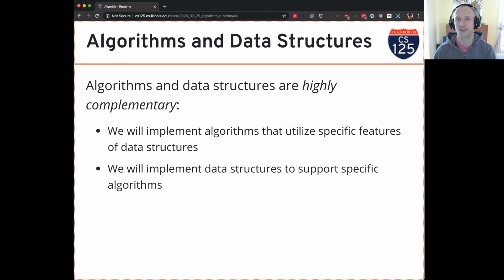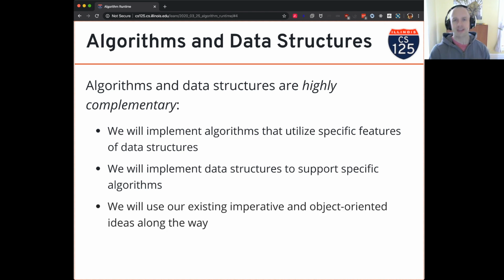We have something that we want to do with the data, right? And this is also a great chance for us to practice all of these imperative and object-oriented programming skills that we've built up till this point in the class.